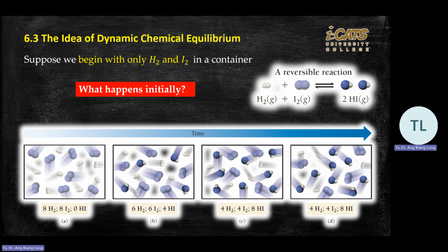So more and more products form. As you can see there, more and more product forms. Diagram C and diagram D actually are the same. When C and D are the same, it means it has reached equilibrium. Okay. So initially, if you look at the diagram, it means that H2 and I2 will collide and form HI.